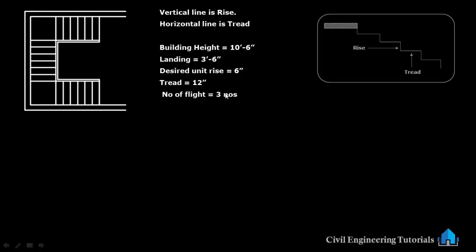Now number of flights, 3 numbers. In the U-shaped staircase, this is 1, this is 2, this is 3. First, second and third flight. So number of flights, 3 numbers.